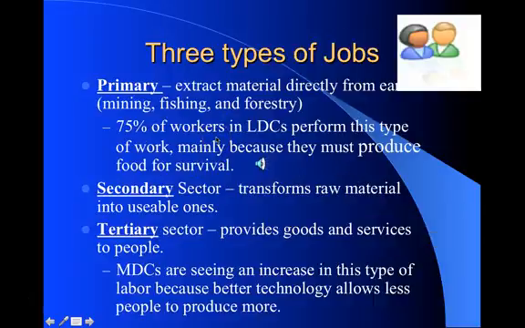So there are 3 jobs that you can have in any country. You can have a primary sector job, which is an agricultural job, a mining job. These are jobs where you are extracting materials directly from the earth. So these are jobs where you are working very directly with the earth. You're a miner, you're a farmer, you're a fisherman, you work with forestry.